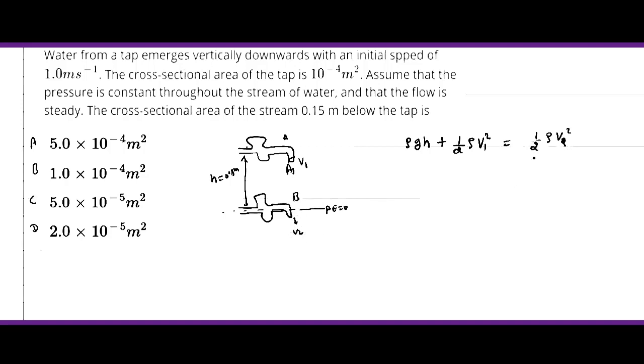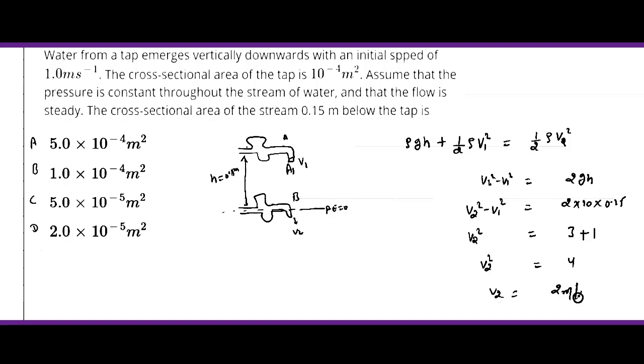Here V2 is the velocity at this point. Now we can see that V2 square minus V1 square is equal to 2gh. So 2 into g value 10 into h value 0.15, so V2 square minus V1 square is equal to 3. So V2 square is equal to 3 plus 1, so the V2 value we got is equal to 2 meter per second.